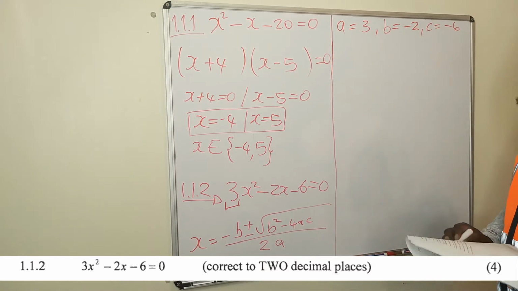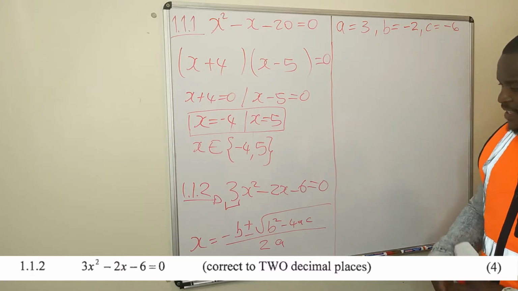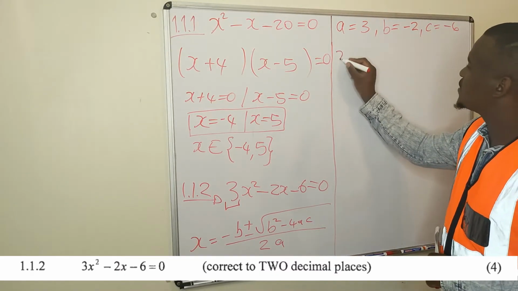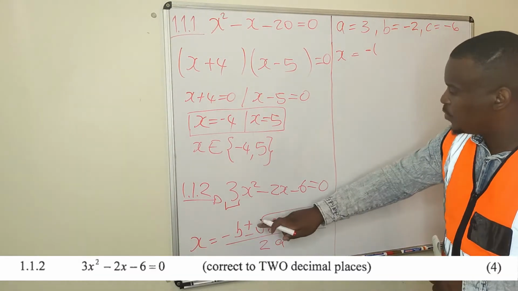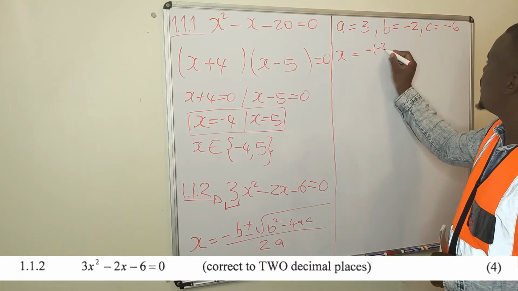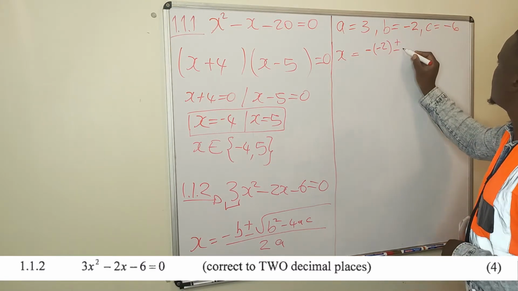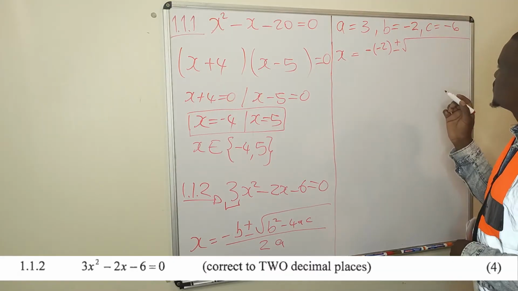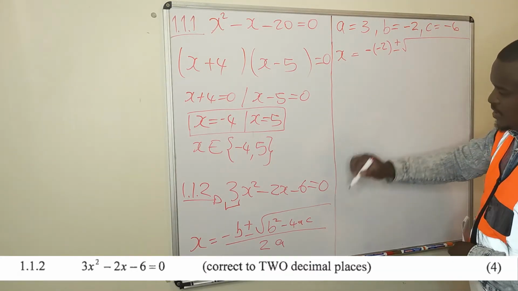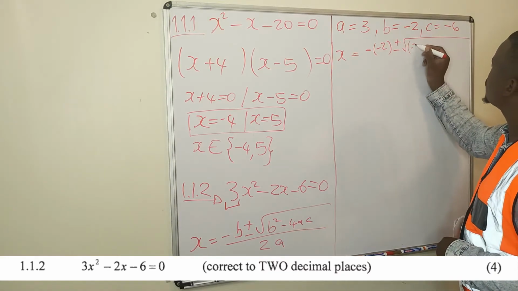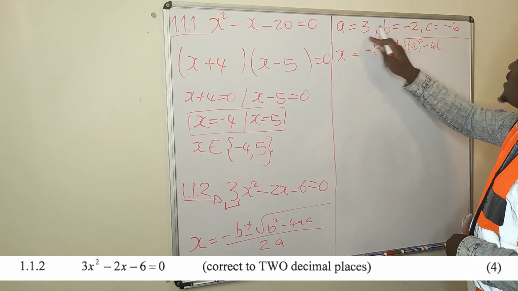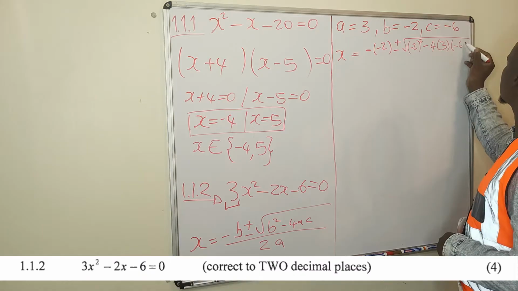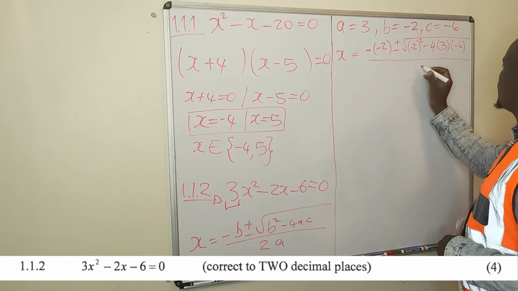So it's important to be able to identify your a, b, and c. Once you have that, you substitute them as they are. So what do you say? You say x is equal to negative b, and your b is minus 2, put your minus 2 there, plus or minus the square root of b squared, which is minus 2 squared, minus 4a, your a is 3, c is minus 6, all divided by 2a.